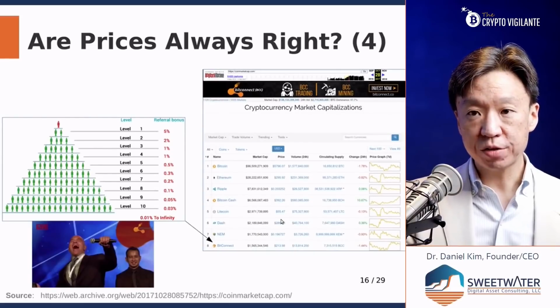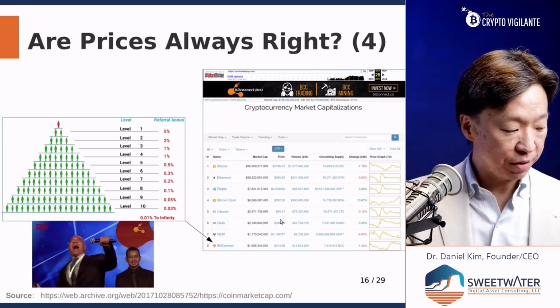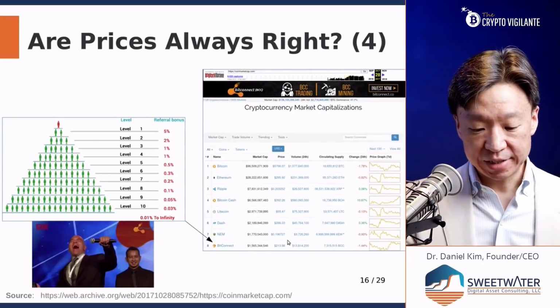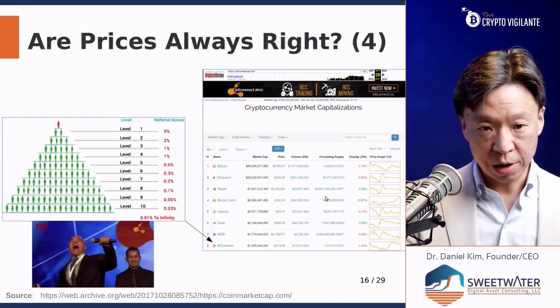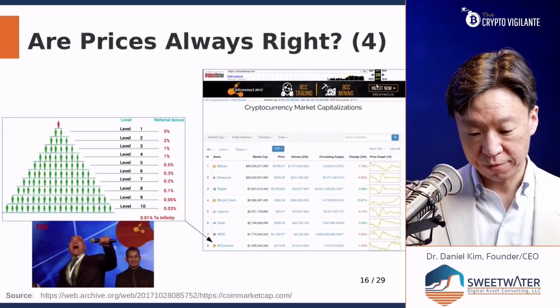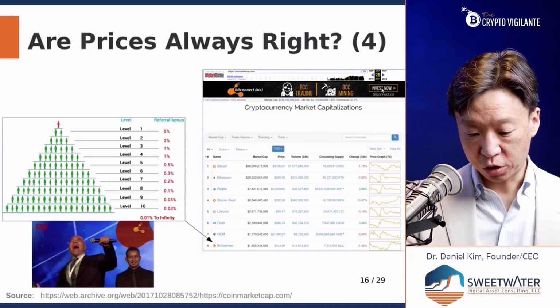Finally, are prices always right? Well, if you accept the efficient market hypothesis, then yes, prices are always right. But let's look at just a few years ago. So now we're not talking about the 90s when the internet was new. We're talking just 4 years ago, 3.5 years ago. This is what the market cap list looked like in late October 2017.